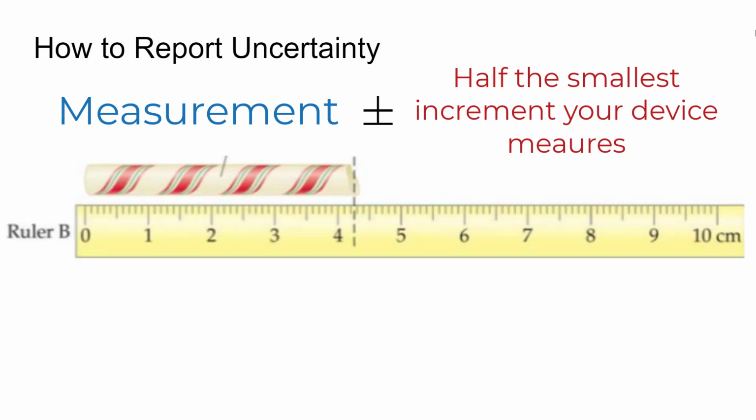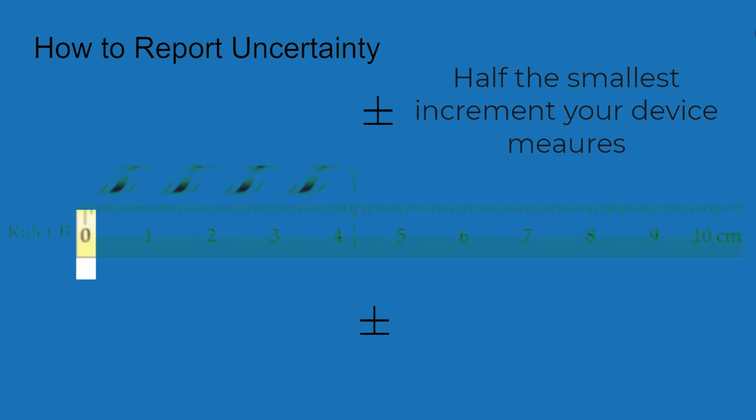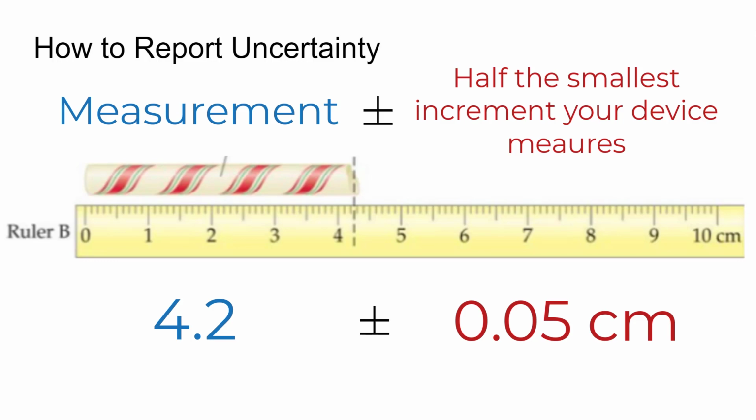For ruler B, on the other hand, which is more precise, the uncertainty looks different. Again, we report the length we measured with ruler B to be 4.2 centimeters, plus or minus symbol, but now the ruler can measure to the 0.1 centimeter mark, which means half of that measurement is 0.05 centimeters. Therefore, the full measurement with uncertainty is 4.2 plus or minus 0.05 centimeters. This means we are uncertain of the measurement up to 0.05 centimeters.